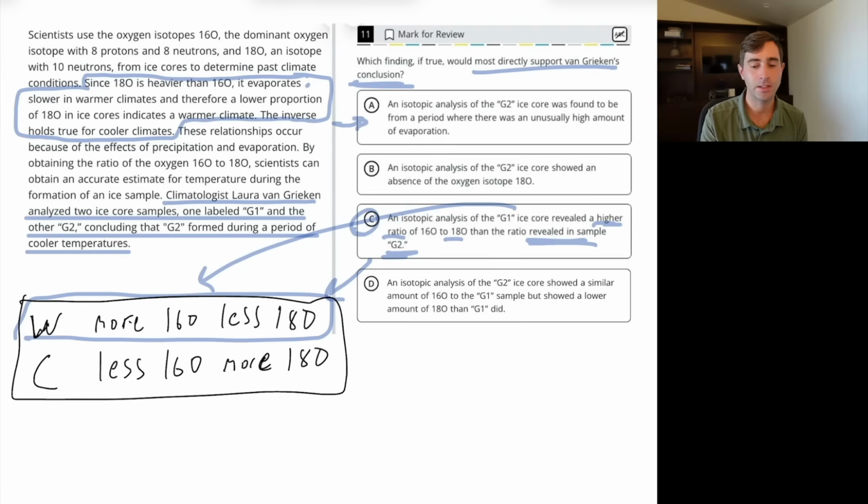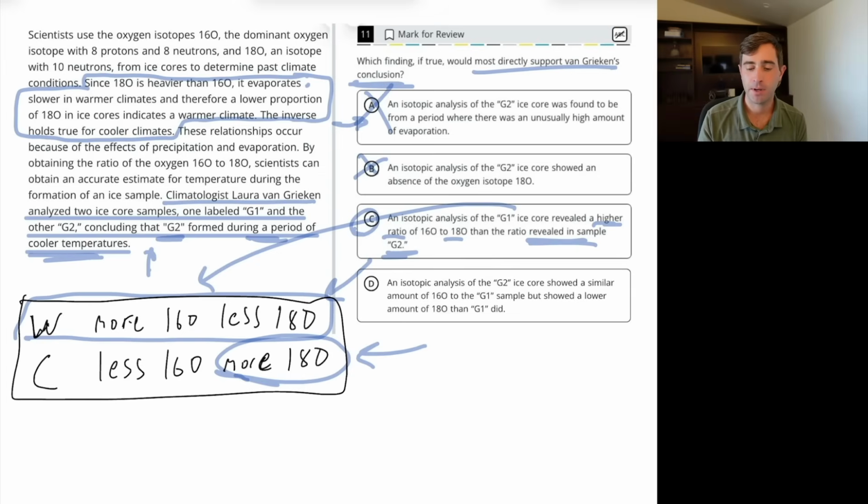Now A, an isotopic analysis of the G2 ice core was found to be from a period where there was an unusually high amount of evaporation. Well, we need to be making a comparison between the 2 because that's going to be supporting it. G2 formed during a period of cooler temperatures. Well, we need to compare to G1. This does not compare to G1 at all. Same core issue with B. G2 ice core showed an absence of the oxygen isotope 18O, but also we'd want to see more of that for it to be cooler. That's another way we can rule that out.